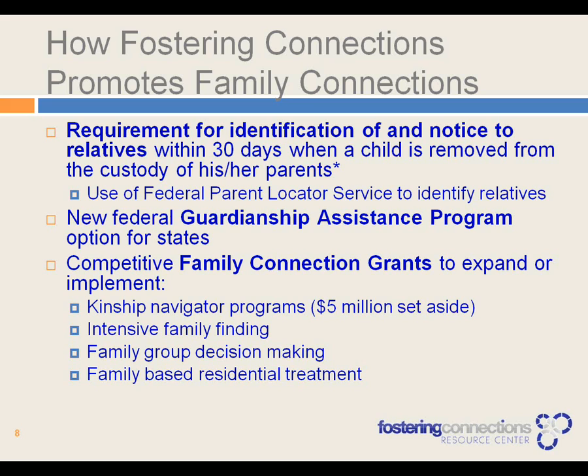Third, the Fostering Connections Act also established a new Family Connections grant program. At the end of fiscal year 2010, last September, 24 grants were funded for 3 years, with awards ranging up to $1 million. These competitive grants are to help states or other grantees expand or implement a range of different activities: Kinship Navigator programs, intensive family finding activities, family group decision-making projects, and family-based residential substance abuse treatment. 8 of these grants actually provide funding for multiple activities in the same site.